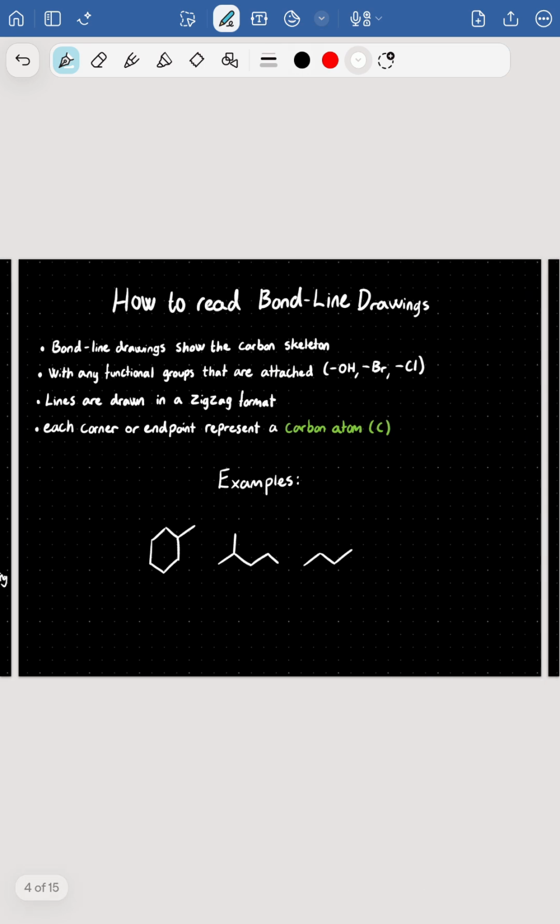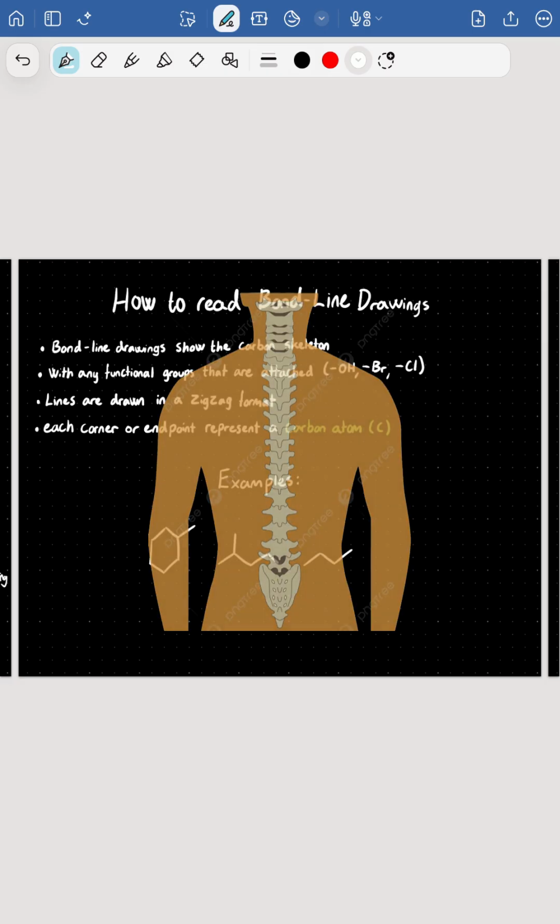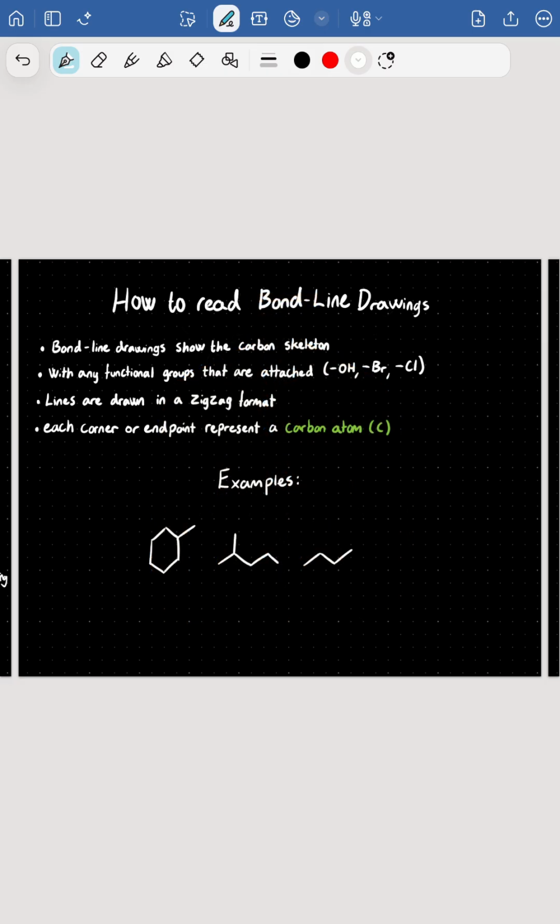How to read bond line drawings. Bond line drawings focus on the carbon skeleton of a molecule. You can think of it as the molecule's spine. Everything else is just accessories. So that means we look at how the carbon atoms are connected, and which atoms are attached to that spine, like OH or Br as a functional group, which I will explain in a later video.